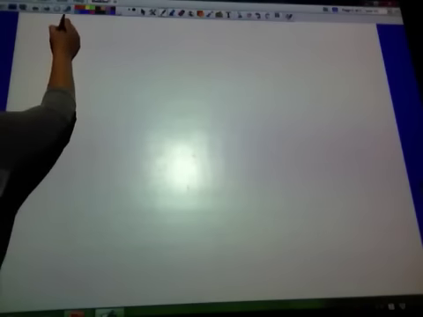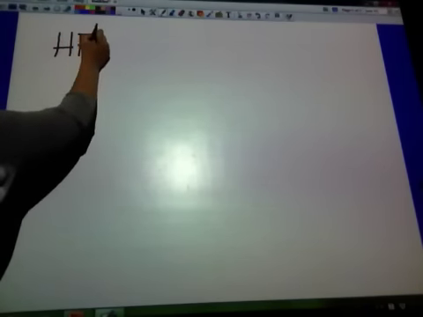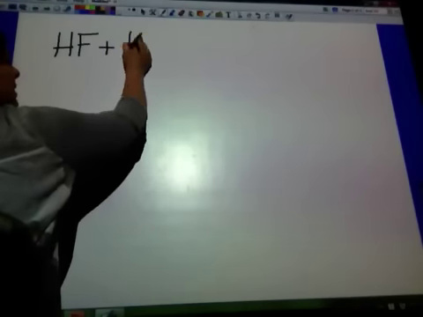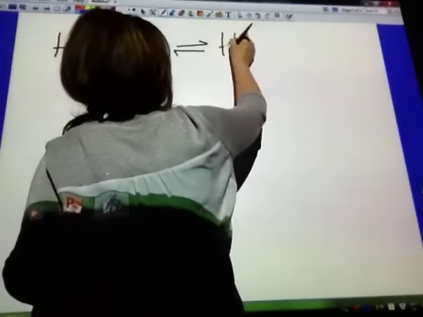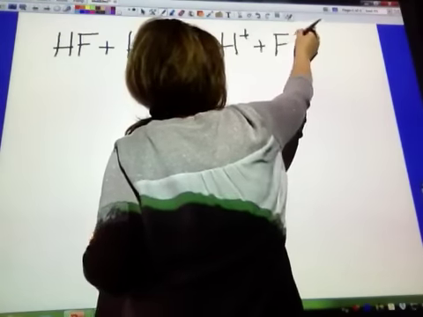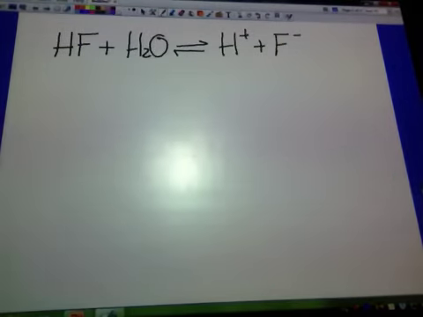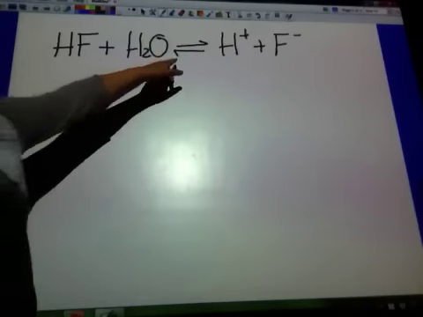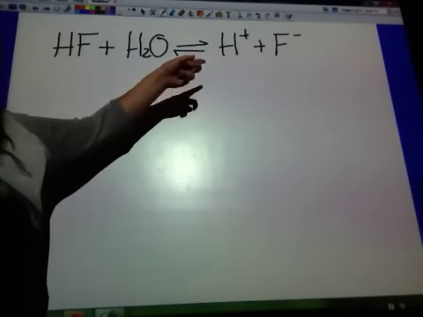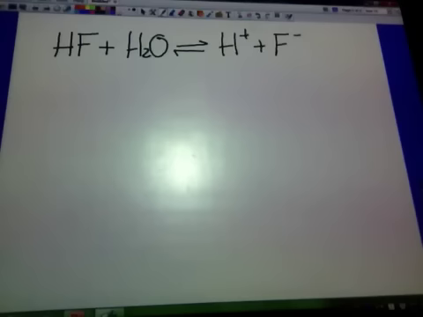Let's say that we have hydrofluoric acid, and we're going to add that to water. I'm going to get hydrogen ions and fluoride ions. This is not one of my 6 strong acids, so because it's not one of my 6 strong acids, I know that this has to be a weak acid. I also know, as a hint, this has a reversible arrow here, so that also indicates that it's a weak acid. And for a weak acid, I'm going to have to write that Ka, that acid dissociation constant.